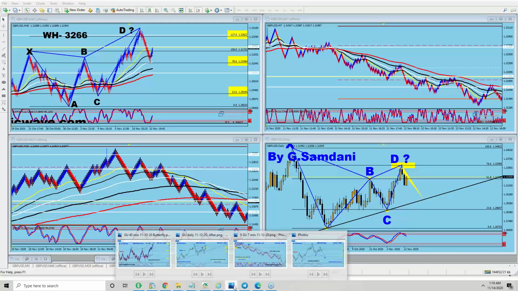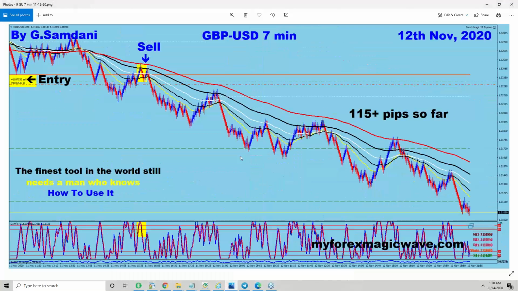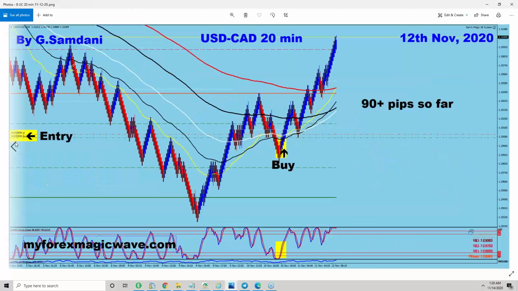Beautiful trades here. A very good week. Usually this time of the year gets slow, but now, because everybody's home and nobody's going on vacation, even though it's November, everybody's staying home and trading. So we still have volume.